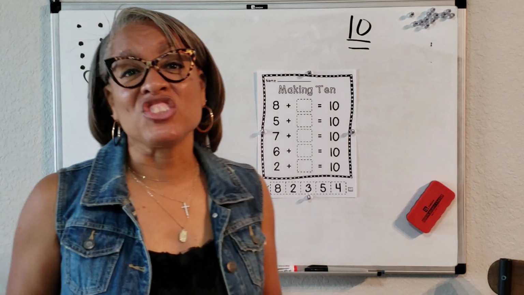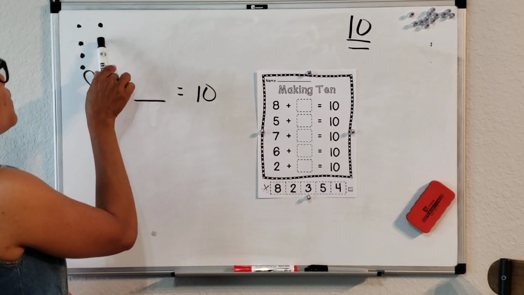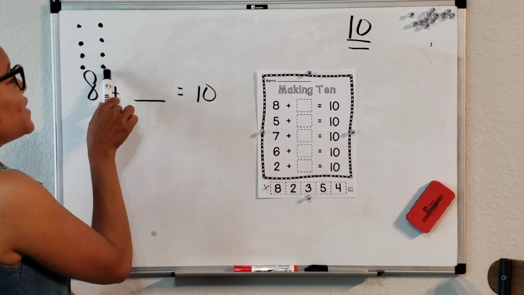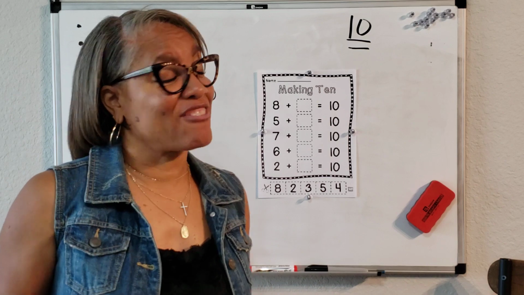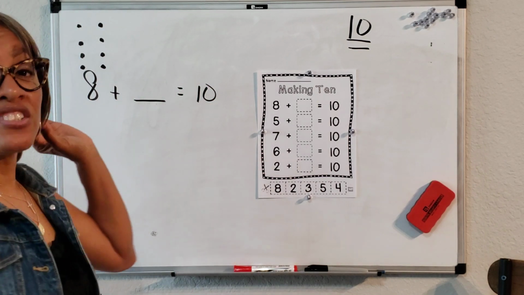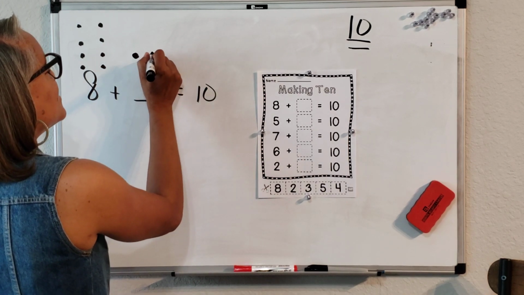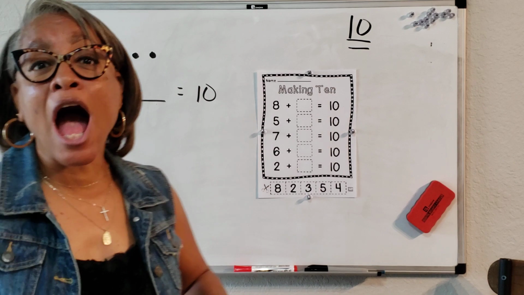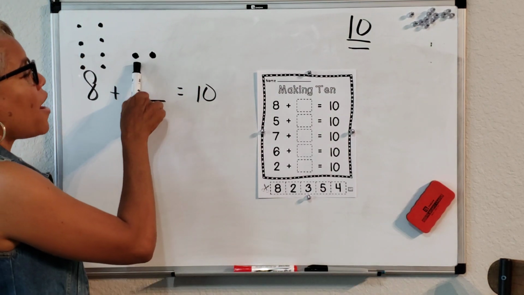Count with me. Let's make sure that's 8, okay? Go. 1, 2, 3, 4, 5, 6, 7, 8. We need to have how many dots? We need to have 10, right? Okay, so we have 8 that represents this add-in. So we start from 8, 9, 10. How many more dots did we have to draw? Well, let's count them. 1, 2.